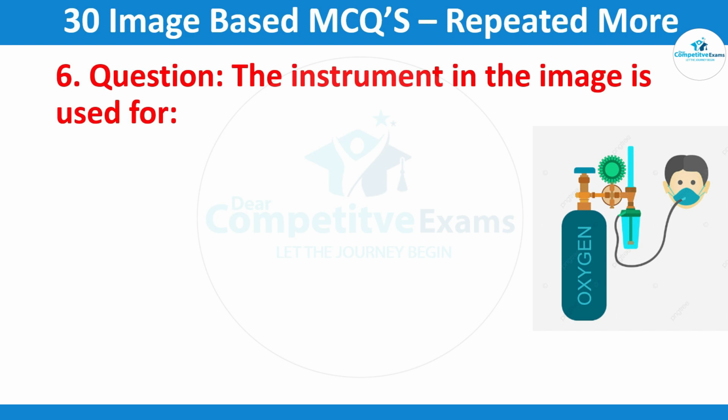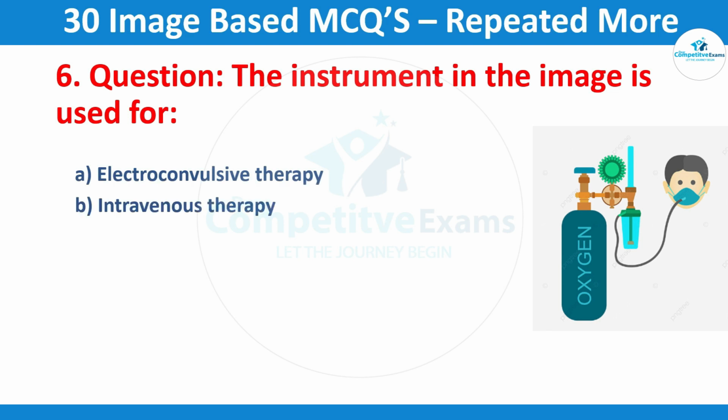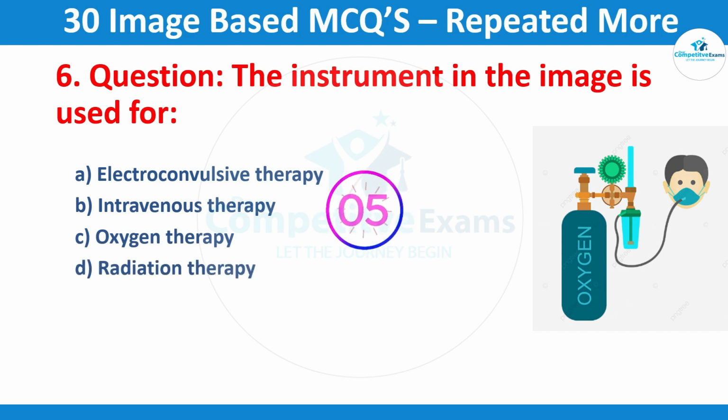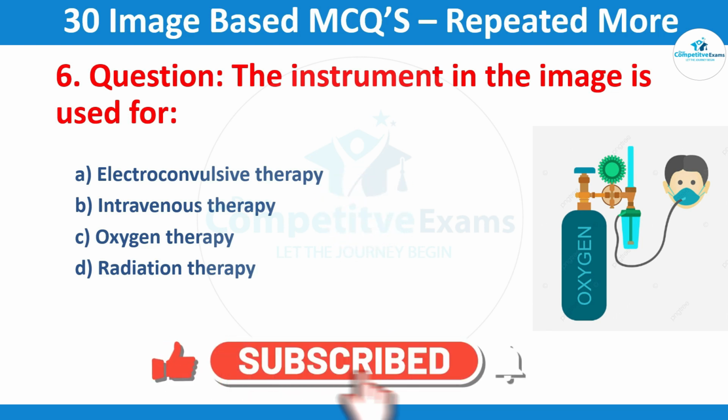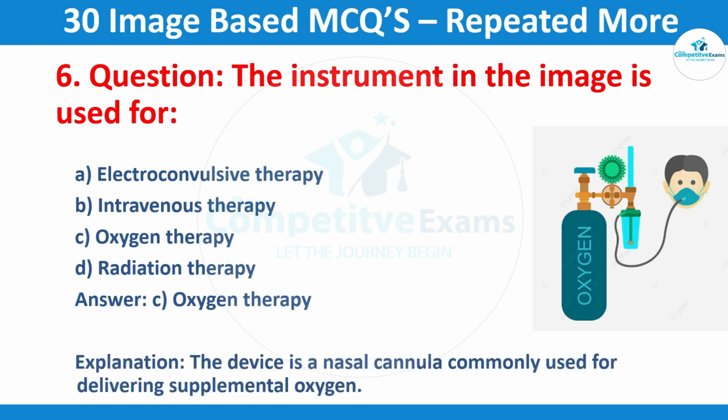Question number 6. The instrument in the image is used for. Options: electroconvulsive therapy, intravenous therapy, oxygen therapy, or radiation therapy. The correct answer: oxygen therapy. The device is a nasal cannula commonly used for delivering supplemental oxygen.